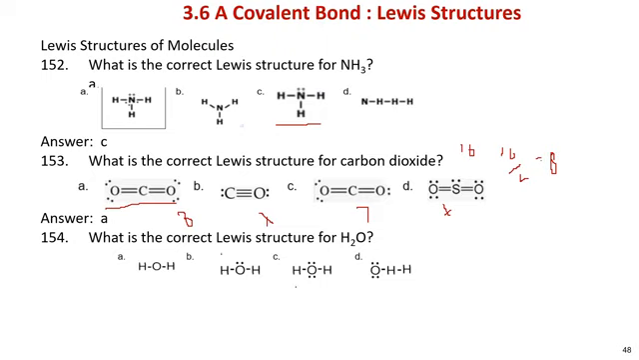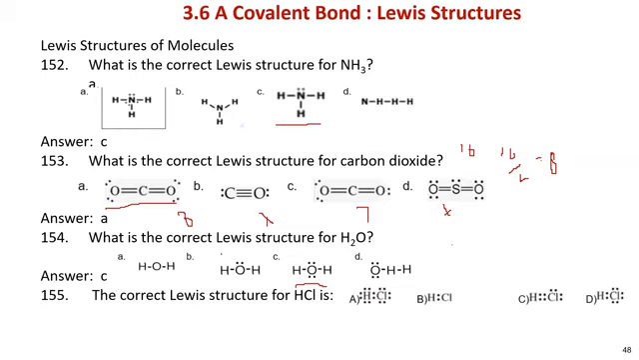What is the correct structure for water? Water has 6 plus 2, 8 electrons. 1, 2, 3, 4: 4 pairs. 4 electron pairs is 8 electrons. This is wrong. Oxygen should be in the middle. This has 3 electron pairs. This has 2. The structure is this.